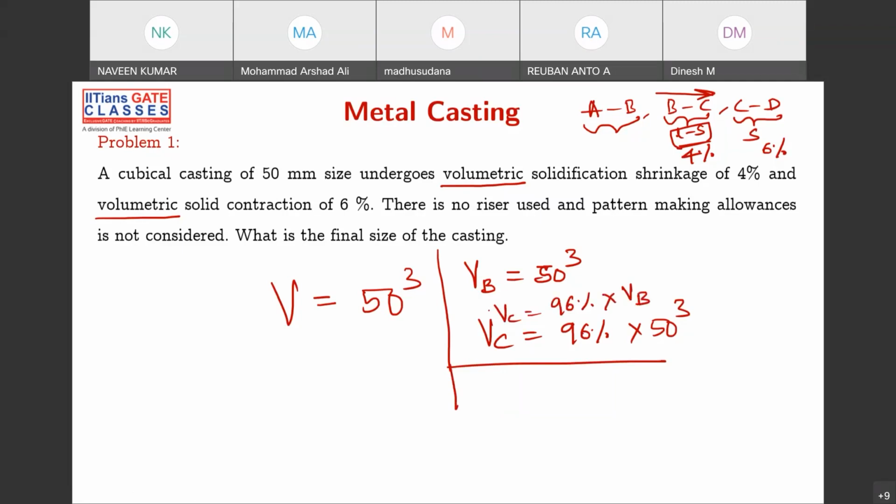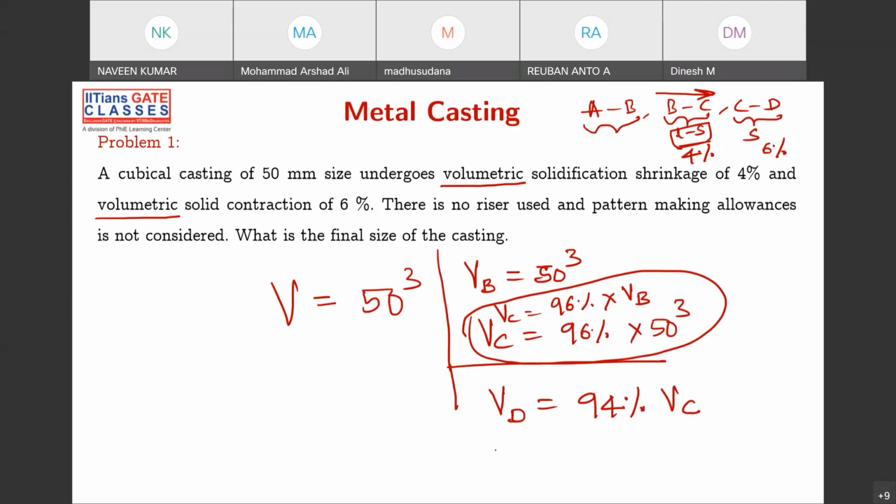That volume at B is 50 cube. So what is the volume at D? Further, this total volume has reduced 6 more percent, in the sense 94% of the volume at C. Am I right?